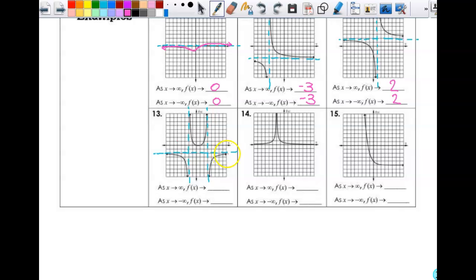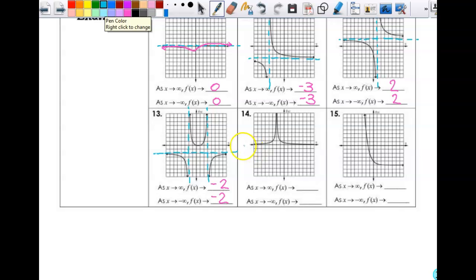As x approaches infinity, what is f of x approaching? Negative 2. And as x approaches negative infinity, f of x is approaching negative 2. Okay? So don't let the middle stuff mess you up or confuse you.